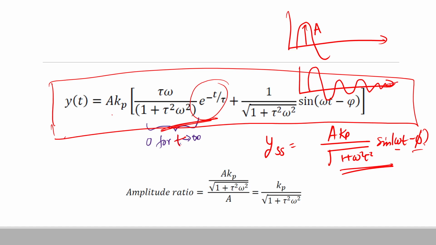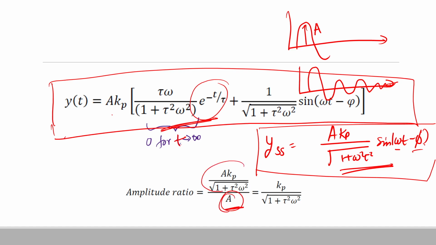That is, the ultimate steady state of the sinusoid response can be obtained by this equation, and the amplitude ratio, we can find the ratio of the amplitude of the input. That is, this is the amplitude of the input and this is the amplitude of output. So the ratio of output upon input, we call it as amplitude ratio. And for sinusoid input, the amplitude ratio will be this term Kp upon under root of omega square tau square plus 1. So this is another equation that you need to remember. You can easily derive this also.